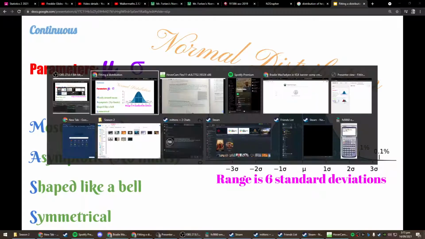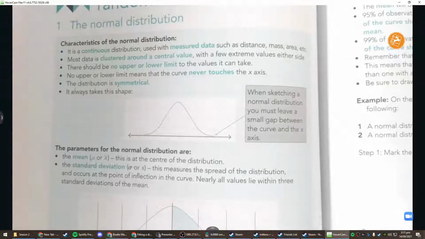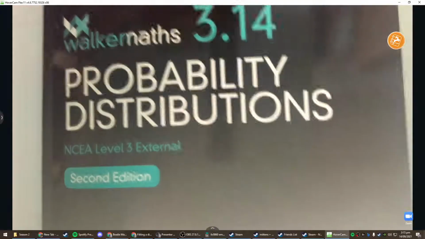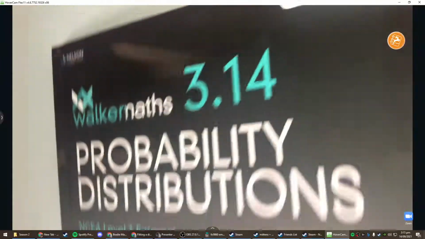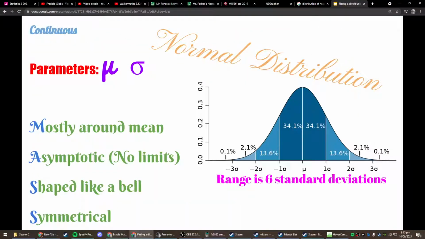Kia ora. So we're looking at page 60 of the Walkermaths book. Page 60 of this book here, which is 3.14 probability distributions. And I'm just going to introduce you to the normal distribution. So let's look at some characteristics.